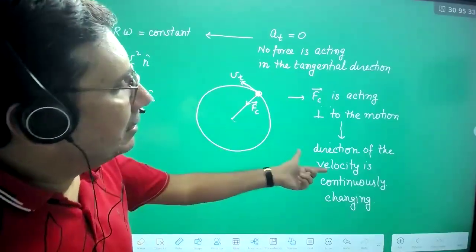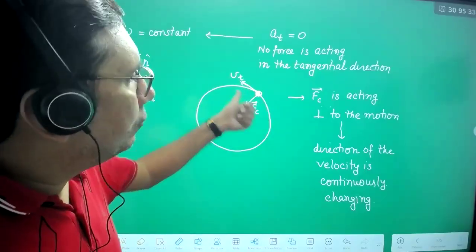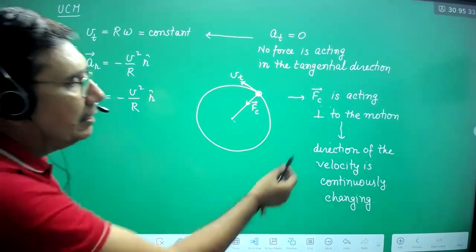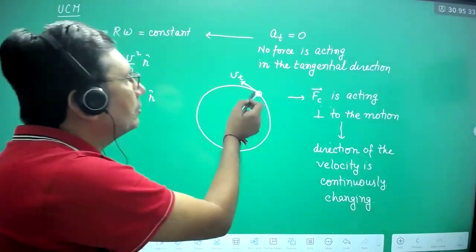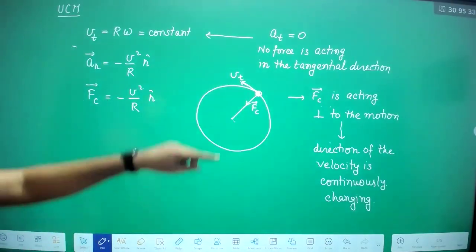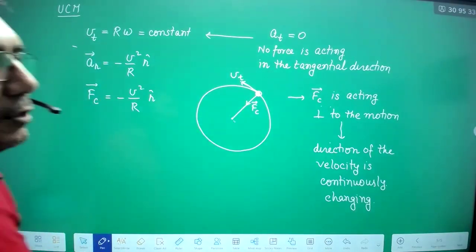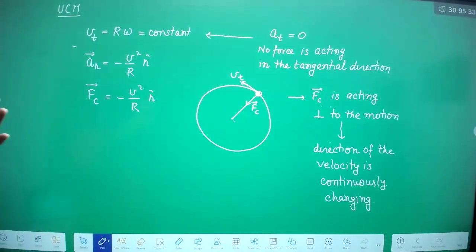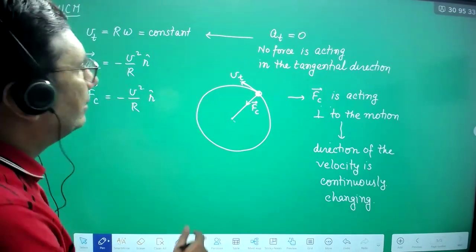But here in this case, force is perpendicular to velocity. That's why this Vt remains constant, but the direction associated with this velocity is continuously changing. So that's why velocity in uniform circular motion is continuously changing. Direction is continuously changing. So this is force.